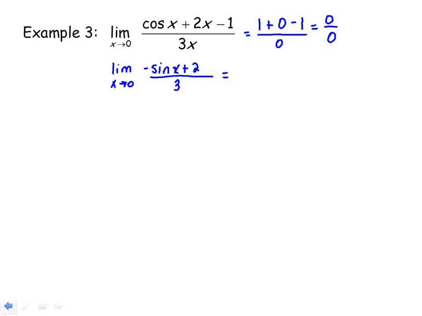Now, let's apply the limit again. So this time, in your calculator if you need to, what is the sine of 0? Sine of 0 is 0. Okay? So you get 0 plus 2 over 3, which is 2/3. And there's your answer. So make sure you know how to find derivatives. If you need your derivative page, go ahead and get that out. I don't think you'll need your trig identity sheet. I mean, if you want to get it out, you can, but I don't think you'll need it.